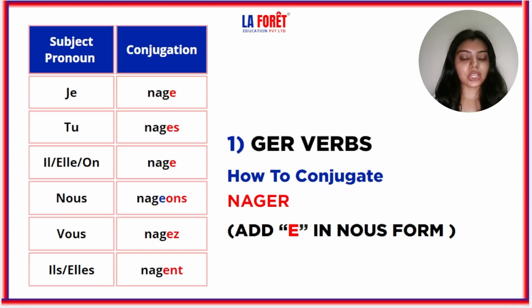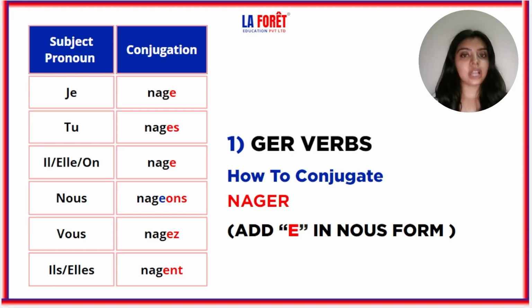Now next is nager. Nager means to swim. Now how to conjugate it? It will also be the same. You have to just add E before ONS and the rest is the same. So je nage, tu nages, on nage, nous nageons, vous nagez, elle nage.